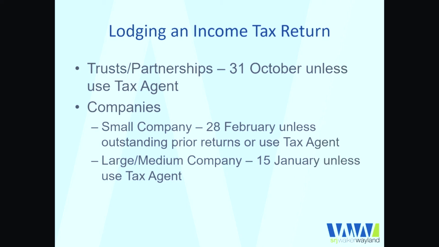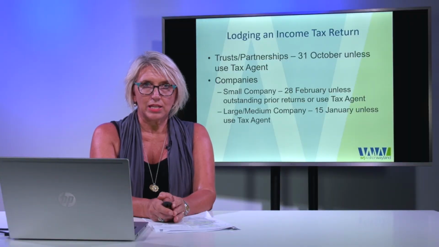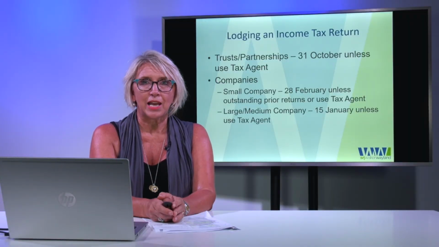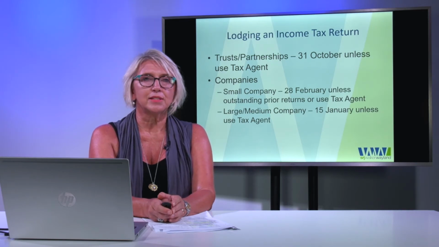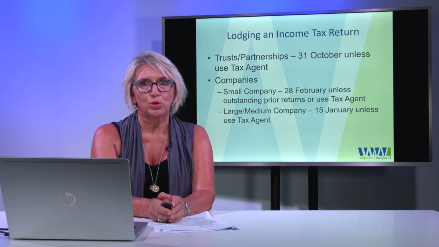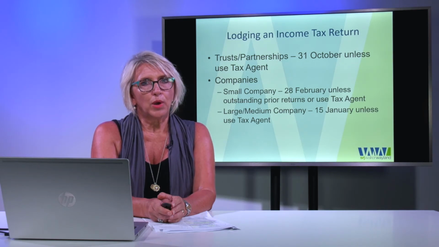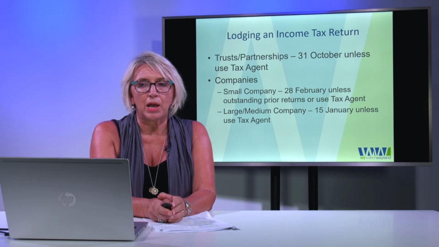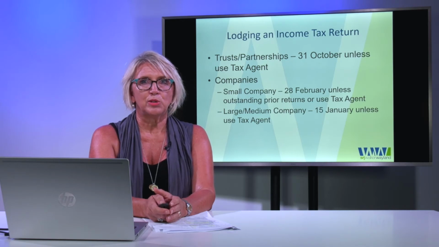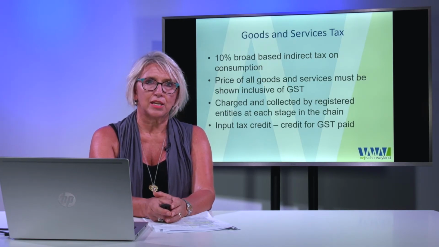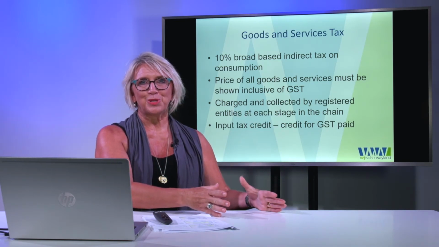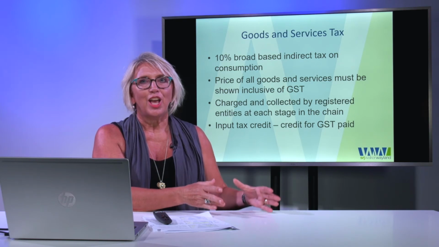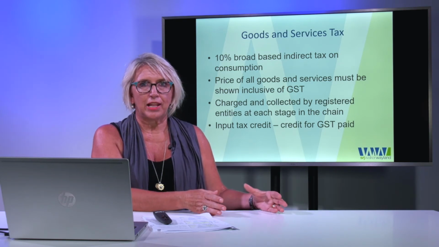A company. If you're classified as a small company, your tax return must be lodged by the 28th of February unless you have outstanding prior returns or you use a tax agent. If you are classified as a large or medium company, your return must be lodged by the 15th of January, again unless you use a tax agent. So that's the nuts and bolts in a condensed version of income tax in Australia.